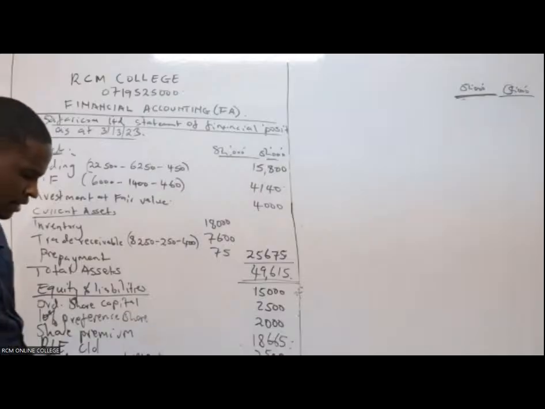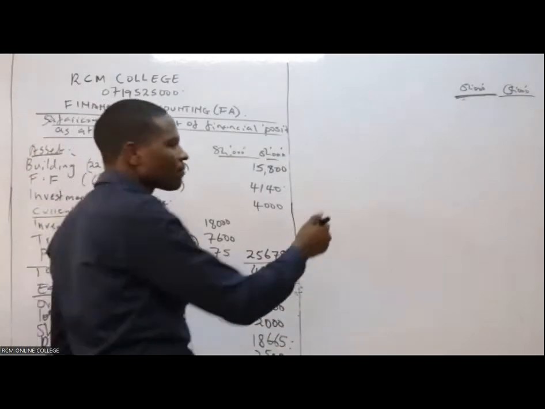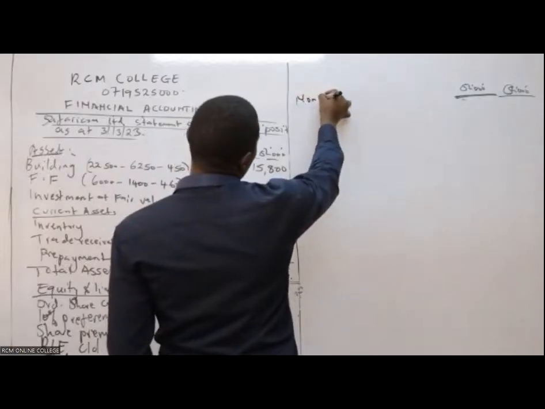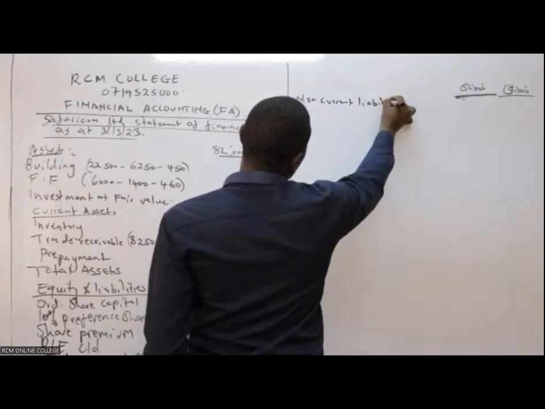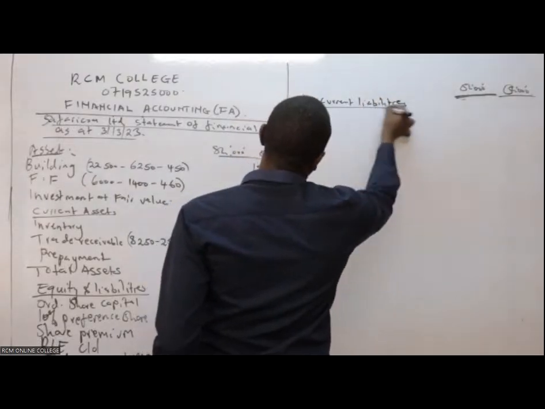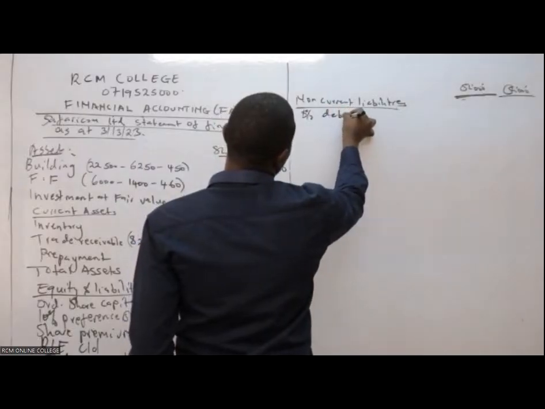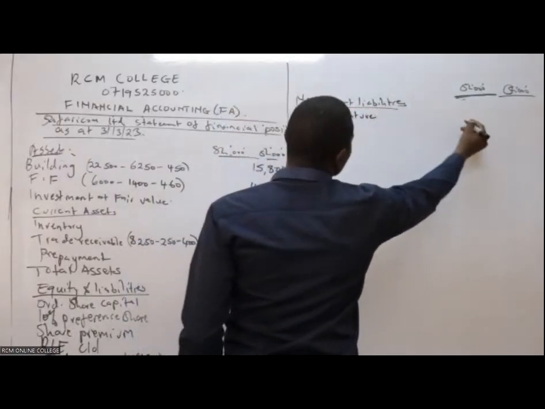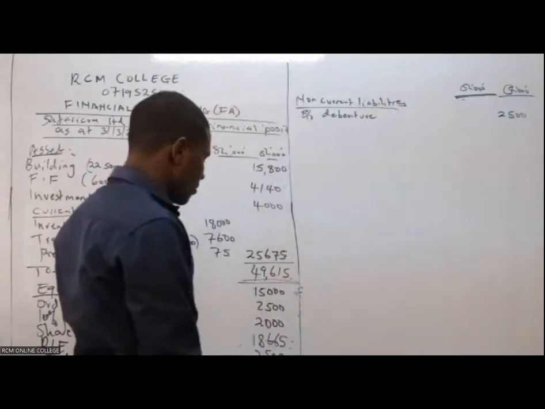Now we have non-current liability, which is the 8% debenture. It was 2,500. Then we go to the current liabilities.